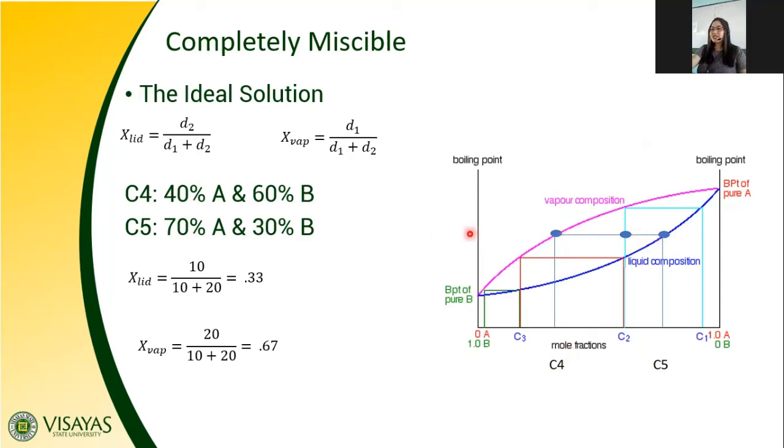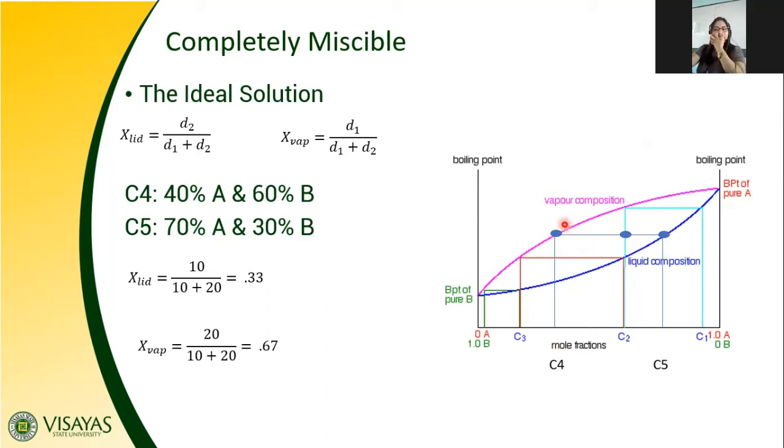So they have the same temperature, okay? They have the same temperature, but they have different compositions, so their points are different. We have three points here: this equilibrium point, the bubble point, and the dew point.